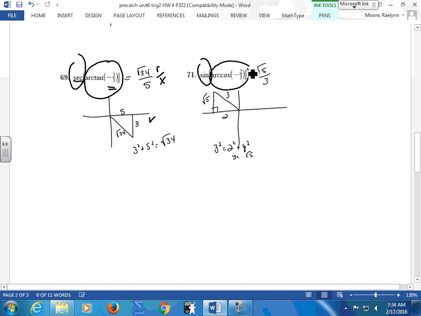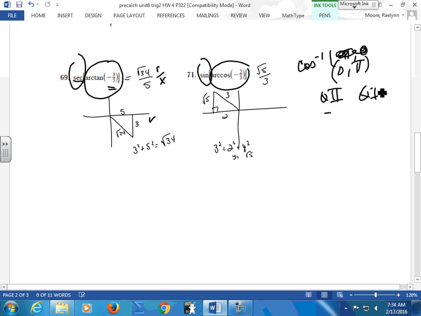Cosine is restricted to 1 and 2. Cosine's domain is from 0 to pi. It is negative in quadrant 2. Quadrant 2 is the negative one.